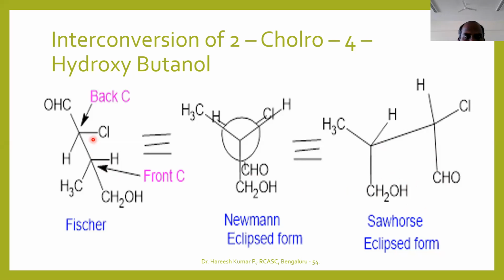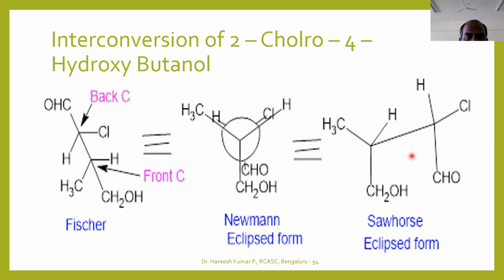So this is how a Fisher can be converted into Newman, Newman can be converted into Sahar's. So what I will do here, I will mention only the eclipsed form. From next onwards, I will also mention the staggered form: how a Newman eclipsed form gets converted into staggered form. Similarly, how Sahar's eclipsed form gets converted into Sahar's staggered form.